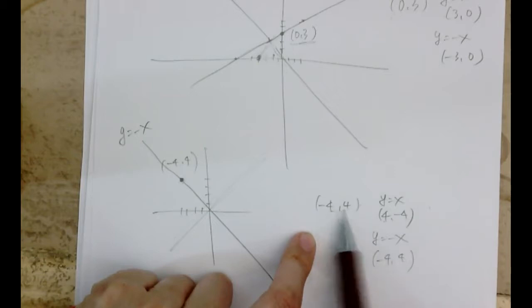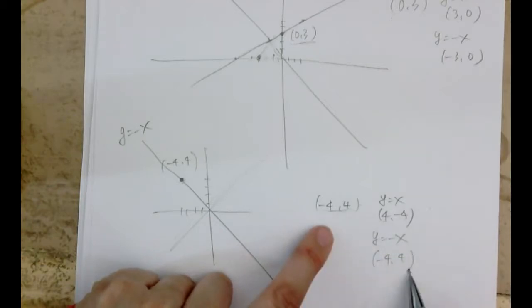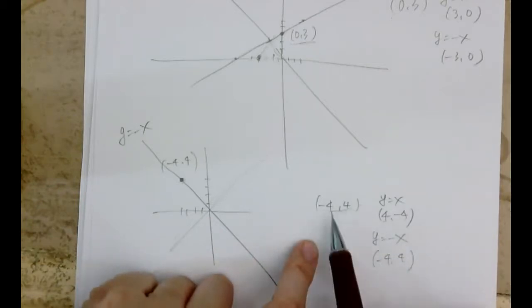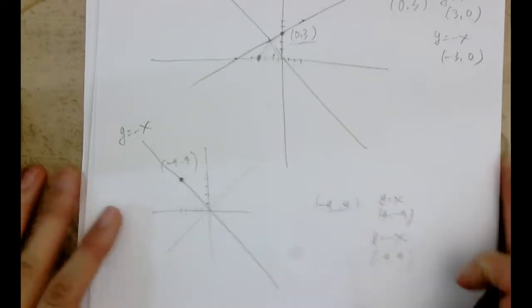Just because the value doesn't change, you don't just flip it or change the sign. You have to flip it and change the sign. In this case, it goes back to what it was before. Okay, I just wanted to clarify that.